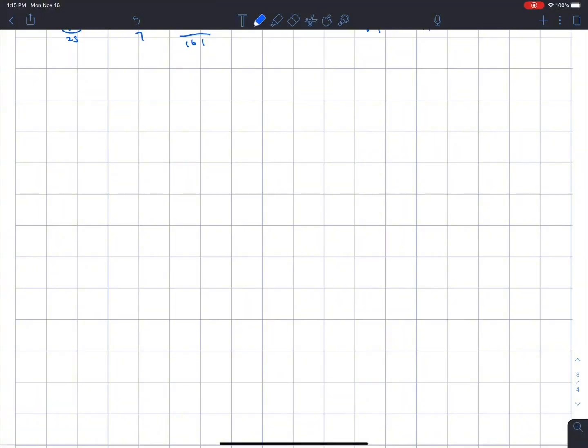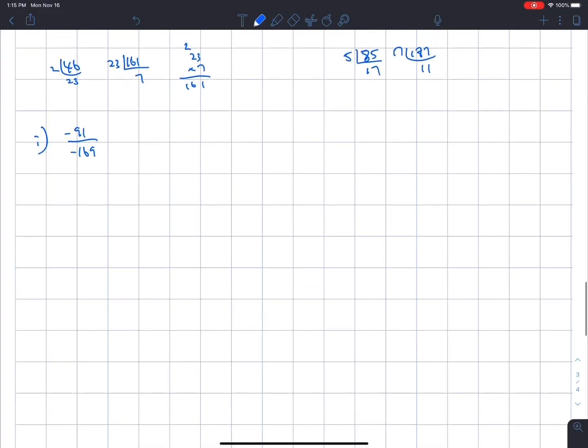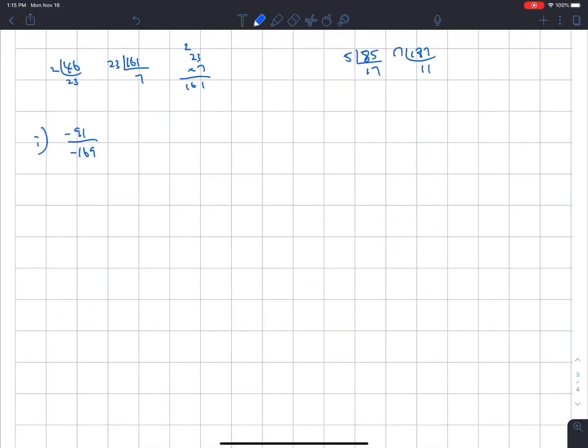And I, negative 91 over negative 169. I can divide both the numerator and denominator by, negative over negative is positive, and then I can divide both of them by 13. So 13 times 7 should be 91. Yeah. So if I divide the numerator by 13, I get 7. Denominator, if I divide 169 by 13, I get 13.